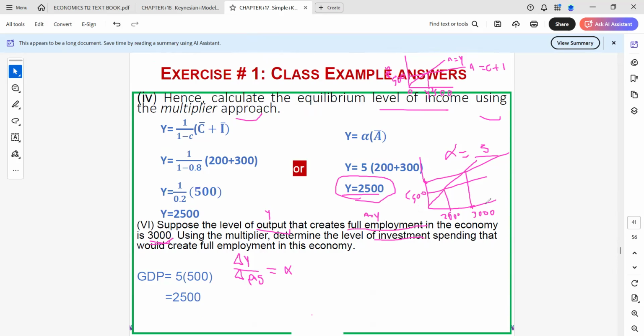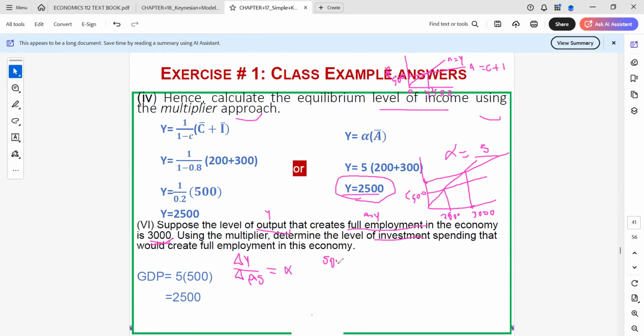of 3,000, right? And by using this formula here, you know that to calculate the multiplier, you say a change in income divided by a change in any component of aggregate expenditure, right? And in this case, we have a change in income because our income is going to go from 2,500 to 3,000, right? So you just say 3,000 minus 2,500, and you would get what? 500. So the change in Y is 500.